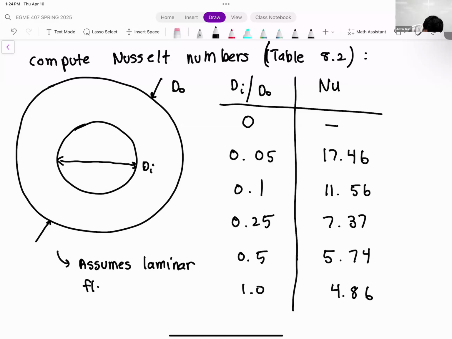Is that both flows are laminar? No, this is just the annulus. So even if the inner pipe is turbulent, that's kind of mostly separated here. You can have a laminar flow in the annulus and a turbulent flow in the pipe, and you can still use this table. So it's assuming that any vibrations from the center one wouldn't affect the turbulence? Exactly.